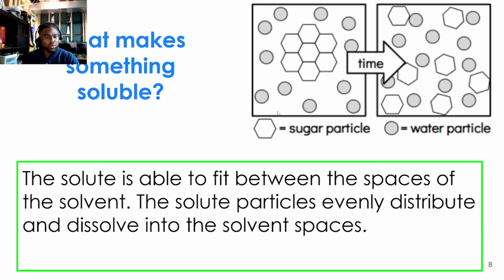What makes something soluble? The solute is able to fit between the spaces of the solvent. The solute particles evenly distribute and dissolve into the solvent spaces. So again, we have a sugar particle which is able to dissolve or break up and fit in between the water molecules.